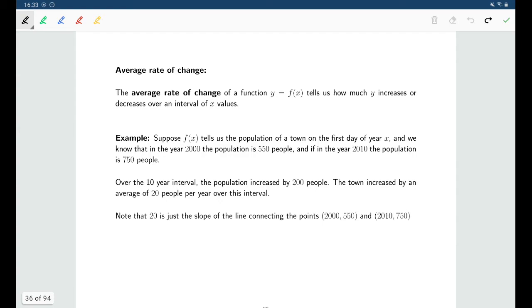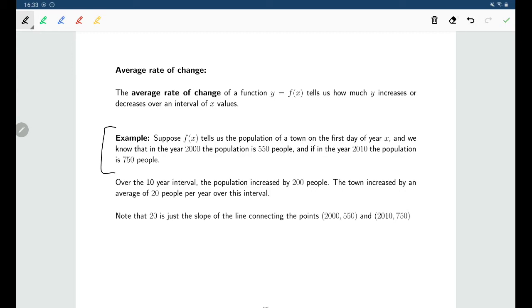All right. One other thing just to talk about briefly here would be average rate of change. Average rate of change is just measuring how much does the y value increase or decrease over some interval of x values. And I've got a little motivating example here. F of x telling you the population of a town on the first day of year x. So f of 2000, that would be the population of the town in the year 2000. F of 2010, that's the population in the year 2010.